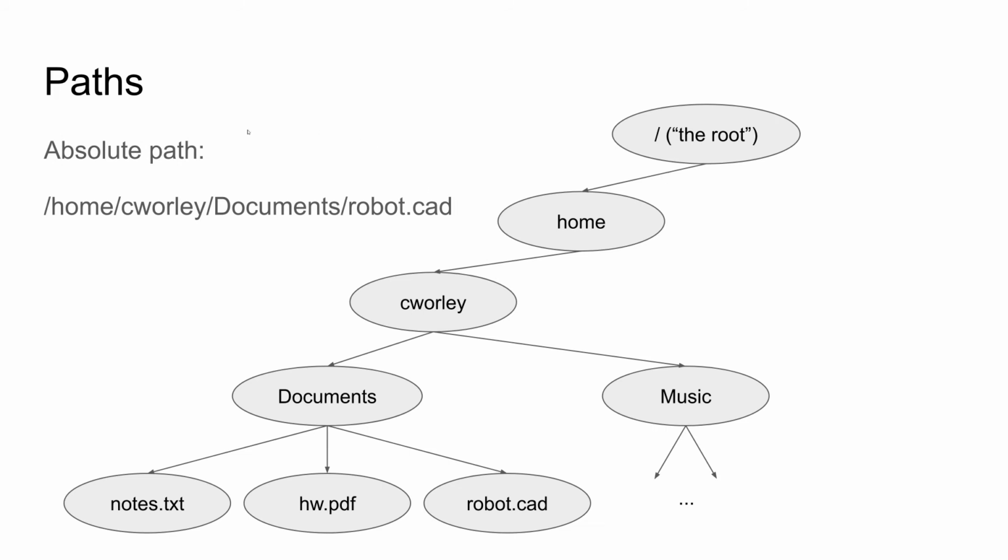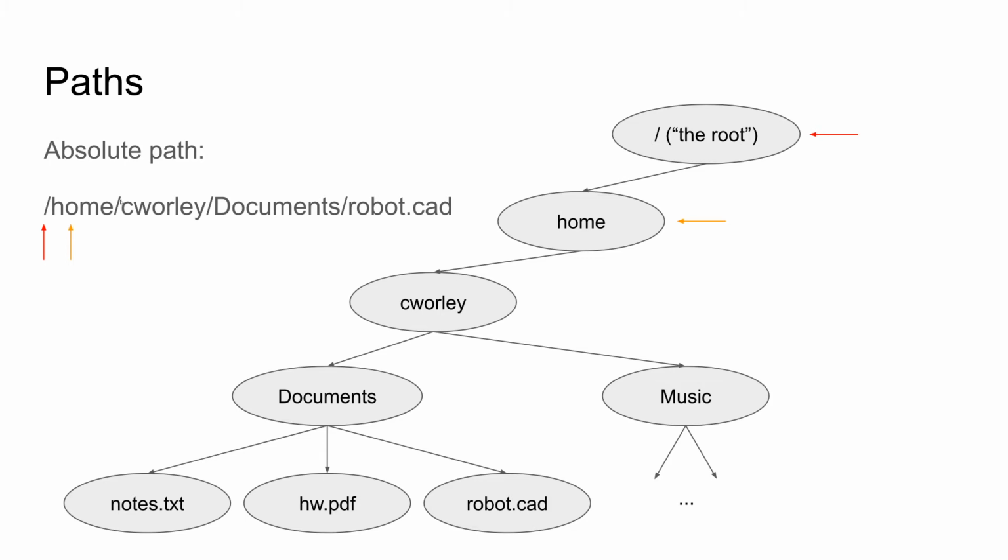To give an example of an absolute path, you could have this one that looks like /home/cworley/documents/robot.cad. If you see a path like this, the way you interpret it is first you start with the slash. That slash at the beginning tells you that it's an absolute path, and it tells you that we're starting at the root over here on the top right. The next thing is, once we're in the root, where do we go after that? In the path, the thing that comes after that first slash is home. So you say, okay, I start at the root, and then the next part is home, so I go to home now.